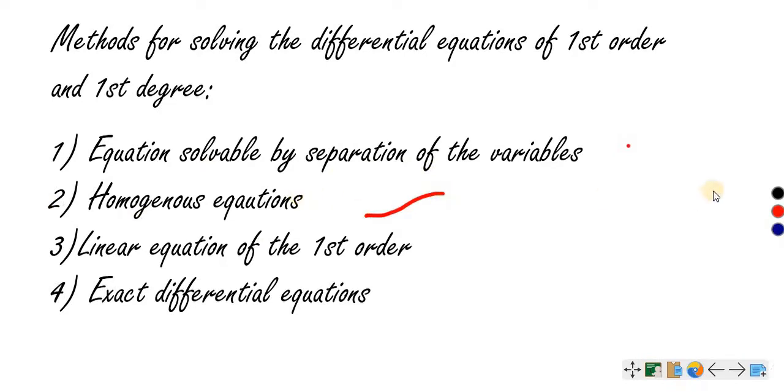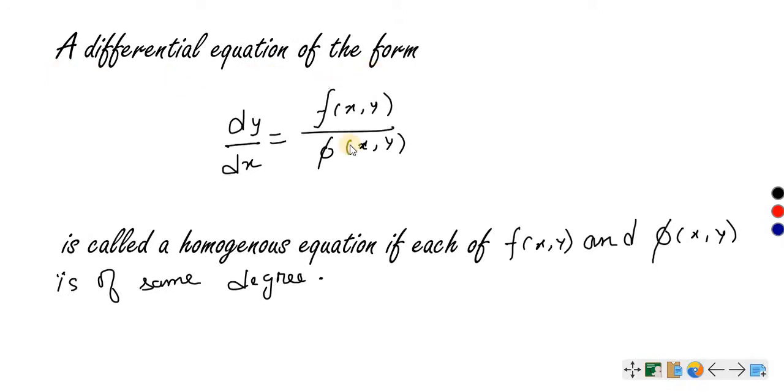So let us proceed. A differential equation of the form dy by dx equals f of x comma y divided by phi of x comma y is called a homogeneous equation if each of f of x y and phi of x y is of the same degree. This is the simple definition, or the format, of a homogeneous equation. Let us try to understand it with the help of an example.